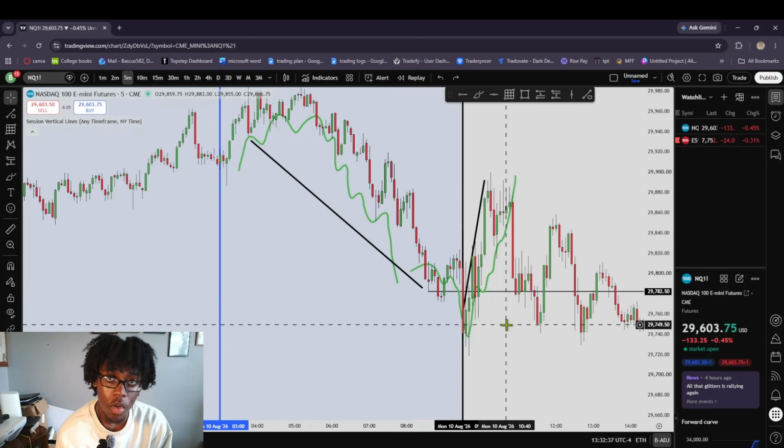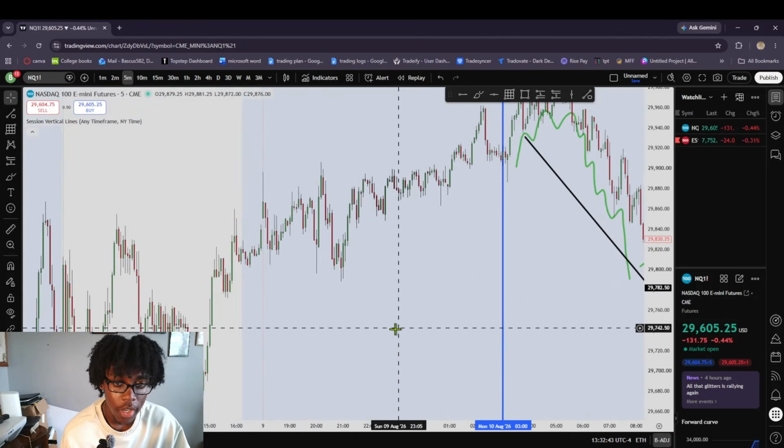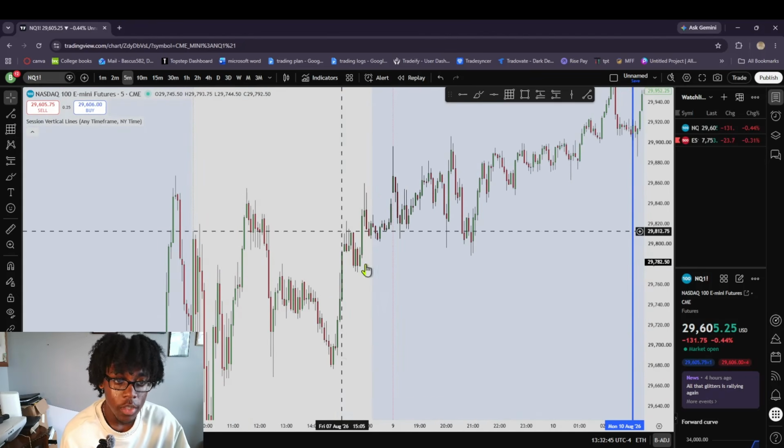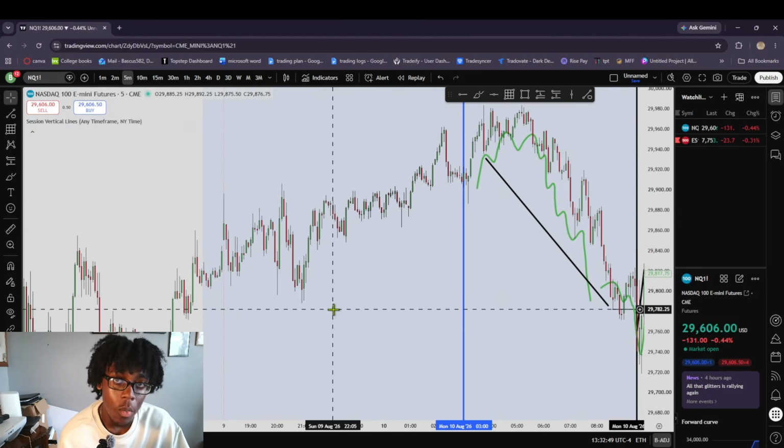And yes, if you guys are wondering, you can use the same understanding and concept for other sessions. So if you trade Asia session, you would actually look at what New York session did to figure out what Asia session wants to do. And if you trade London session, you would look at what Asia session did to figure out what London session wants to do.